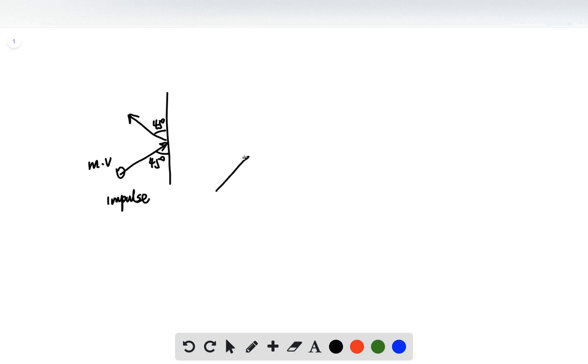Before the collision, we have 45 degrees. So that means we have two components. The component that is perpendicular to the wall is square root of 2 over 2 v, and the one that's tangential to the wall is also square root of 2 over 2 v. After, let's call its velocity v prime, and we have the same thing. We have square root of 2 over 2 v prime and square root of 2 over 2 v prime.